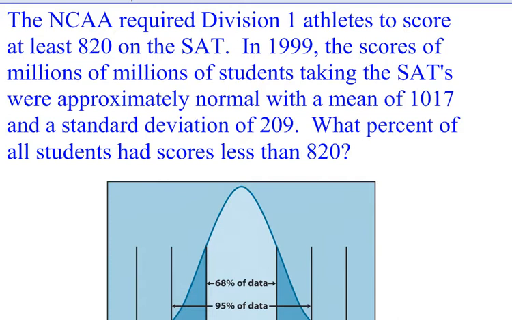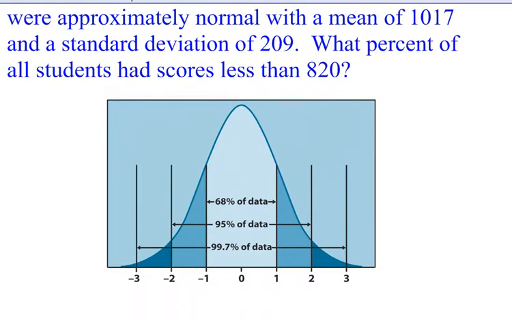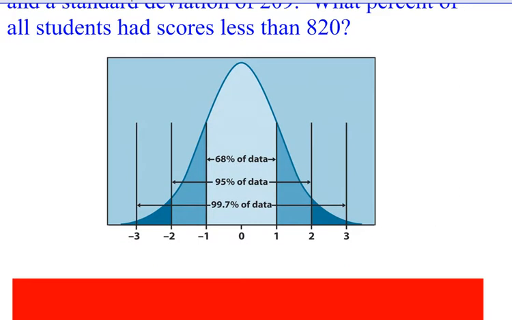So in our last lesson we learned about the rule of 68, 95, 99.7. What we did with that is we would take our mean and stick it right in the middle. So let me do that with this data. I'm going to say that my mean of 1,017 goes right here. And then my standard deviation of 209, I'm just going to keep adding. So when I add 209, I'd get 1226, 1435, 1644. So I'm adding the standard deviation each time.